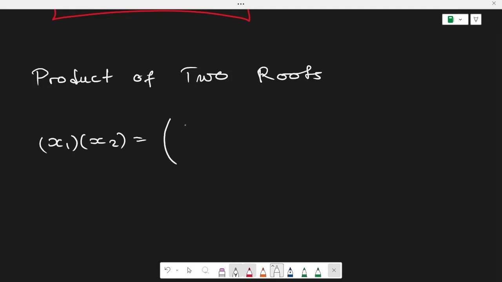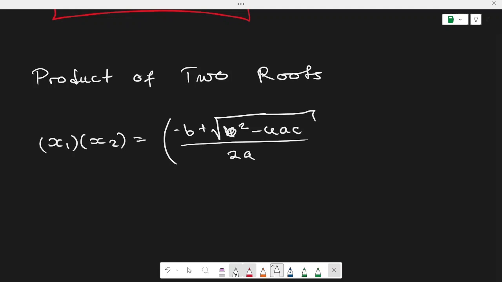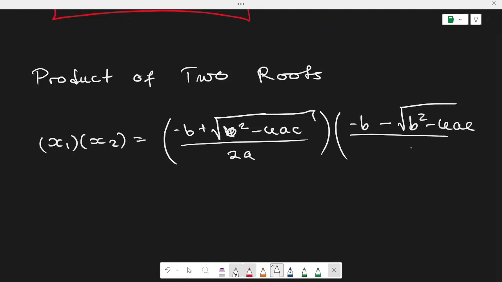We know our x1 to be negative b plus the square root of b squared minus 4ac over 2a. Then we have our x2 to be negative b minus the square root of b squared minus 4ac divided by this.